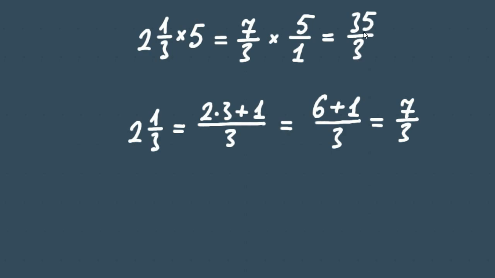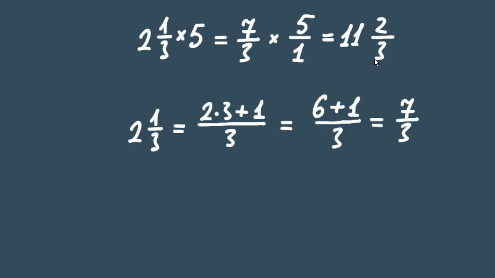In this fraction, the numerator is greater than the denominator. Let's allocate the whole part. 35 I will write it down as the sum of 33 and 2. I will write it down as the sum of two fractions. Divide 33 by 3, this is 11. And the addition sign can be omitted.